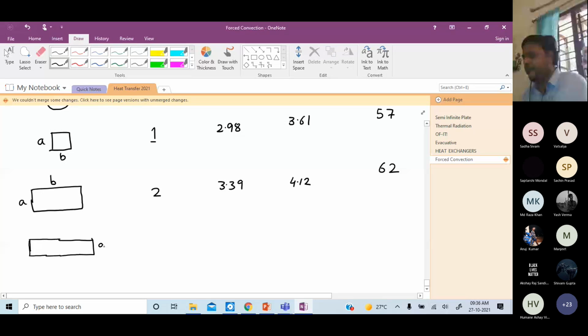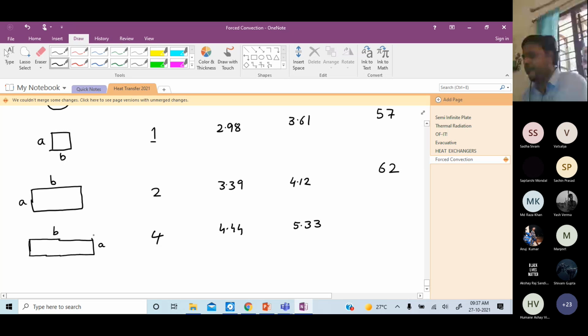If it is 4, there are intermediate values. There are values for 3, values for 6, 8, and so on. So I'm giving you some ideas. If it is 4, this is 5.33, and this is 4.44. But the heat transfers are higher, okay, because there is boundary layer interference.